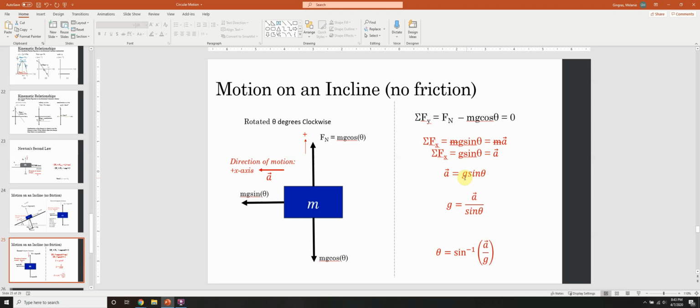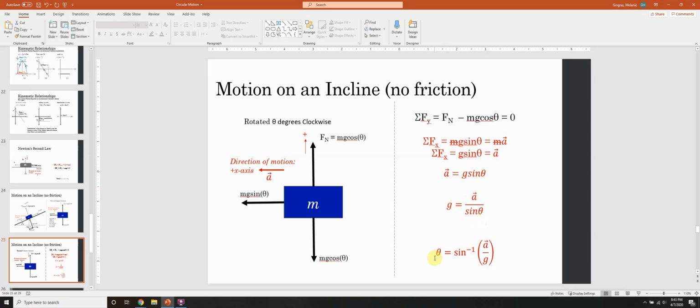If you're trying to find the experimental value for gravity, right? Because you've recorded some accelerations, right? Well, then it's going to be a over sine of theta, right? Because all you're going to do here is divide both sides by sine of theta, so you get g by itself, and you get that g is equal to a divided by sine of theta.